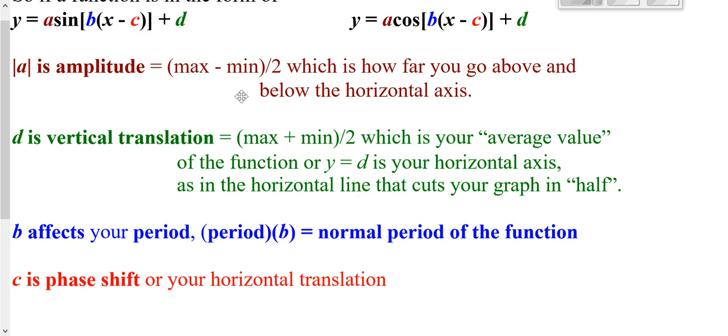B, what's in front of your x, when x is being multiplied by something, that affects the horizontal stretch, which then affects your period. We use this peanut butter equation. Your period times p, or peanut butter, is equal to the normal period. Normally that's 2 pi unless you're dealing with tangent, which is 1 pi. And then c, what you're adding or subtracting to x, shifts it horizontally, which is referred to as your phase shift.